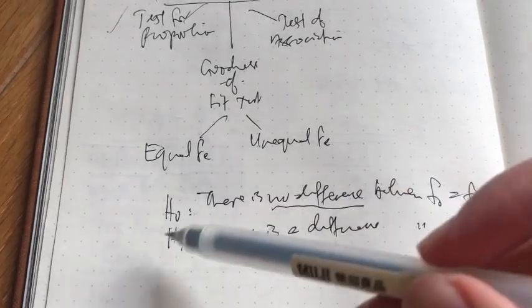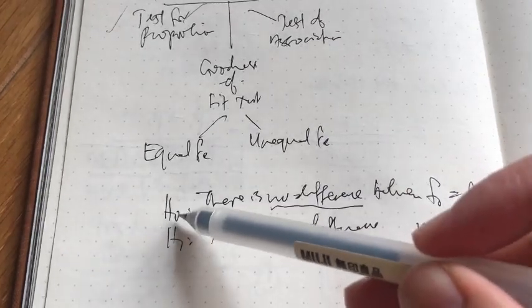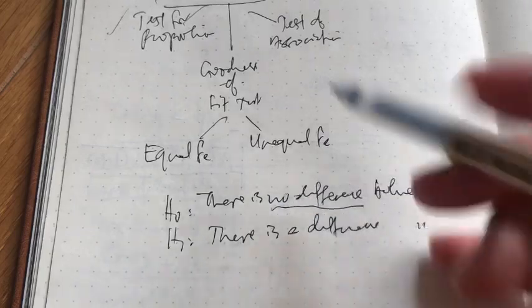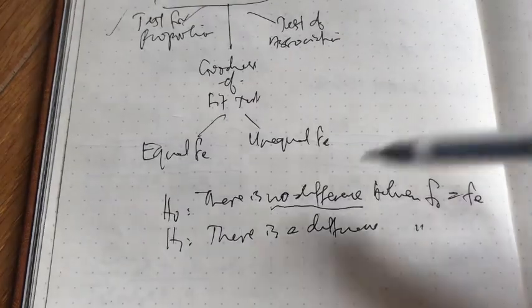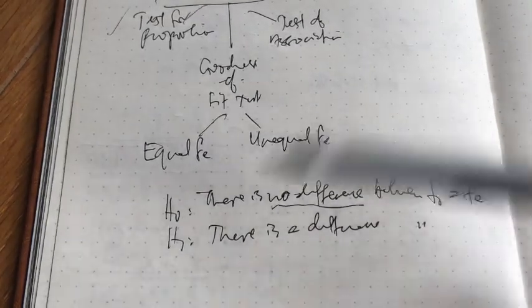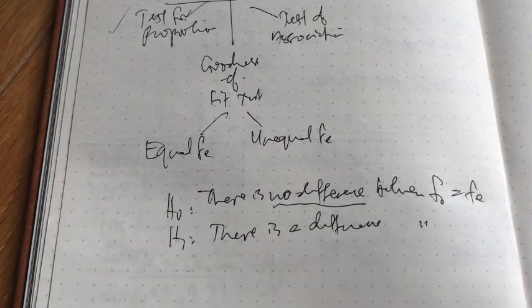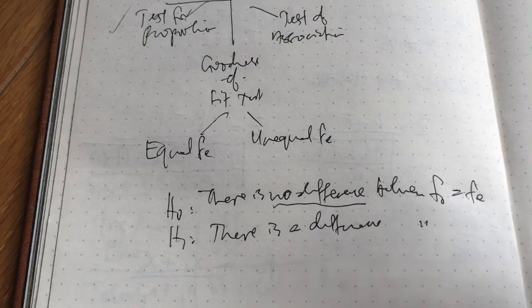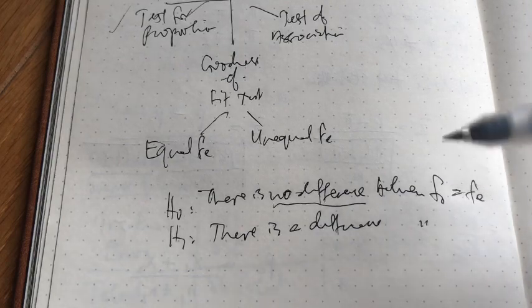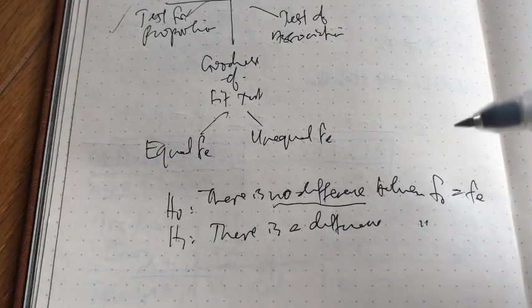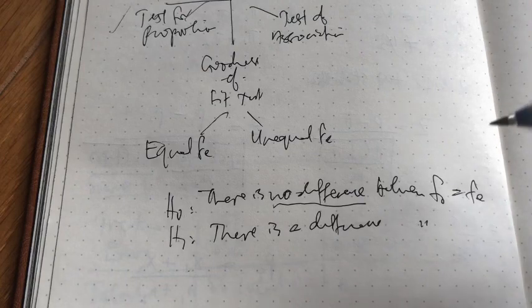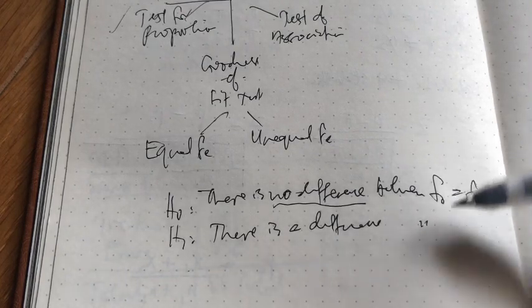How to remember this? Null, nil, zero, no, no. So you put the no difference up here, because many students always put it the other way around. I don't know why. So the alternate is there is a difference between these two. But as you may have seen from our class exercises, when you interpret the goodness of fit test, it can be slightly complicated because you really need to understand the context of the question. But this is basically the general idea.